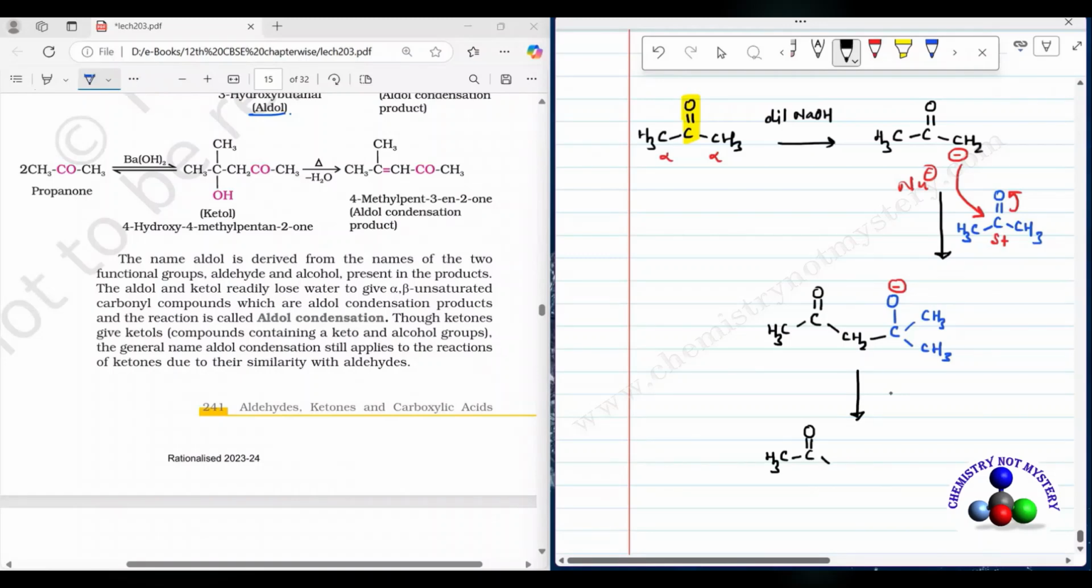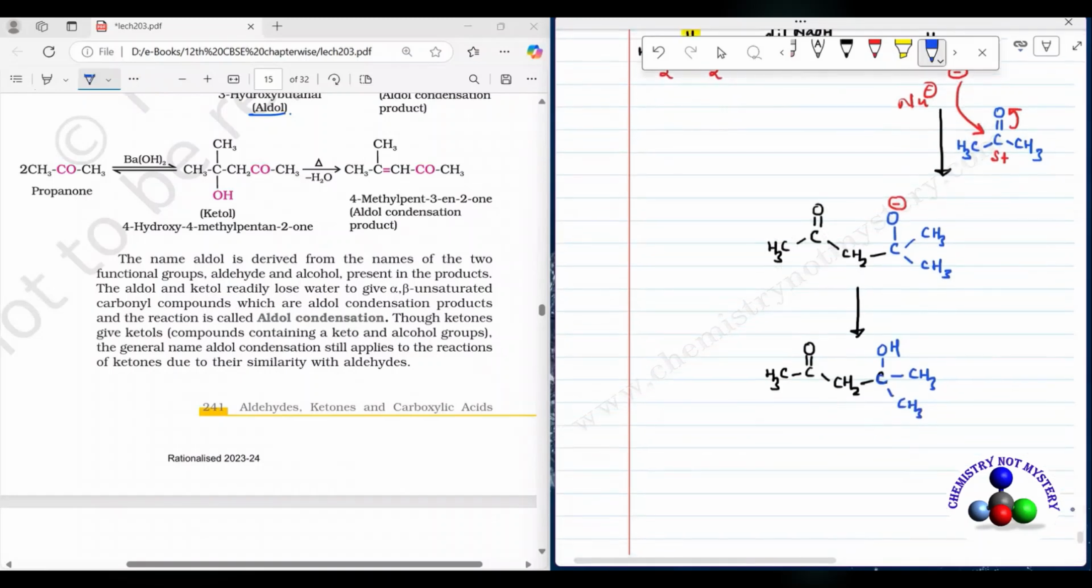CH3, C double bond O, CH2, C, OH, CH3 and CH3. So this is a beta hydroxy ketone, or ketol, as it contains the ketone functional group and the hydroxy functional group. So ket for ketone and OL for hydroxy functional group.